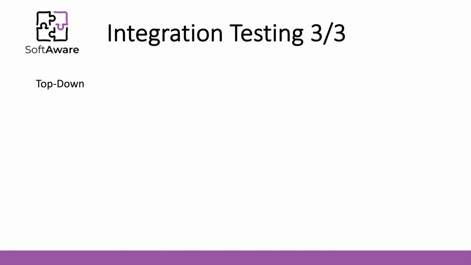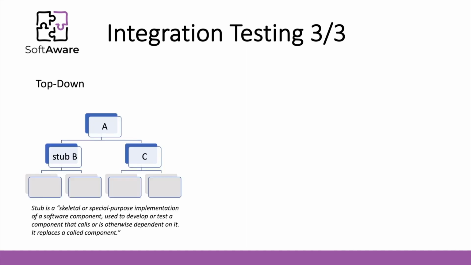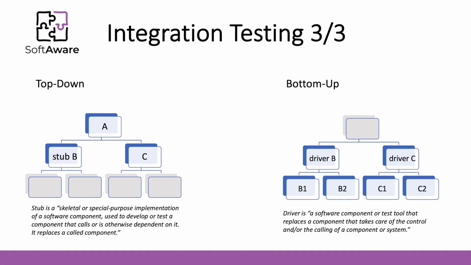With top-down approach, you start from the top level of the component hierarchy. Stubs are used to simulate any components that the top level calls. This continues down each level until all the components have been introduced and no more stubs are needed. With the bottom-up approach, the lowest level components are tested first, and they are then used to facilitate the testing of higher level components.